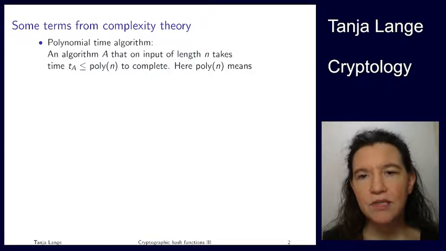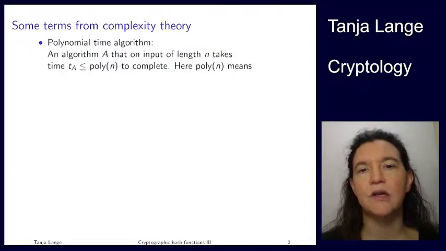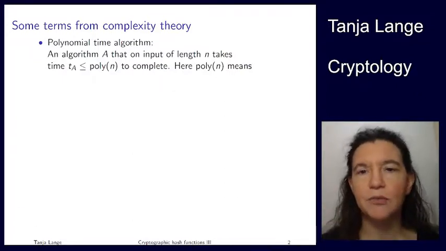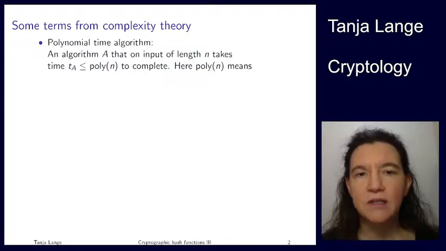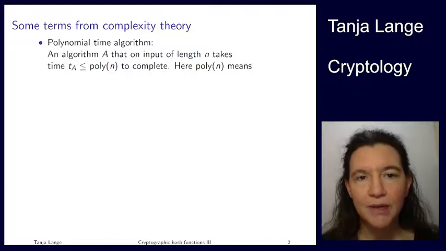So we have already seen the big O notation in estimating how long the discrete log attacks are taking. So those were square root attacks running in time O of the square root of the group order. And now we'll need some more such terms. In particular, we need the term polynomial time algorithm.